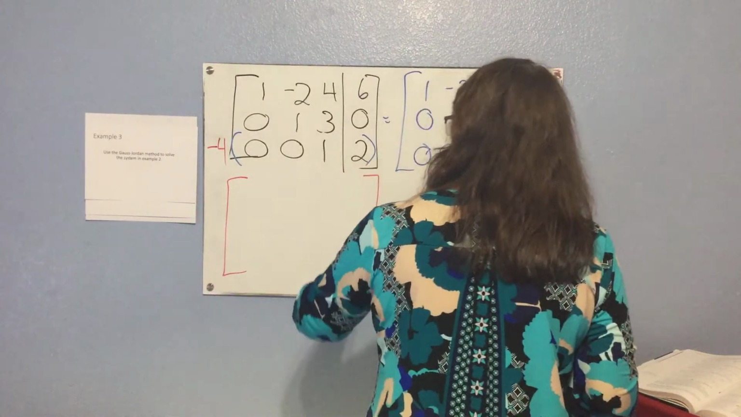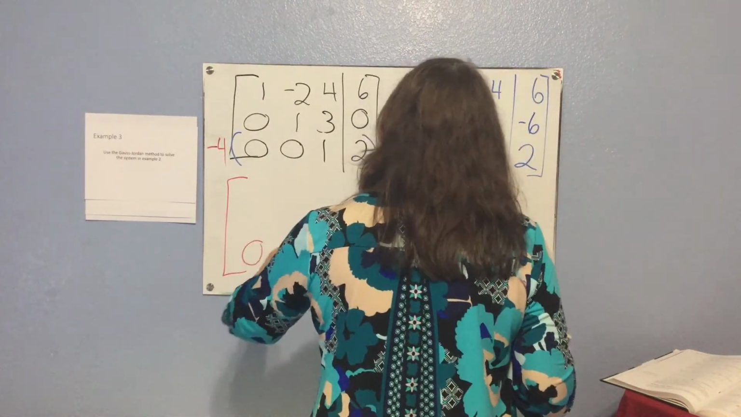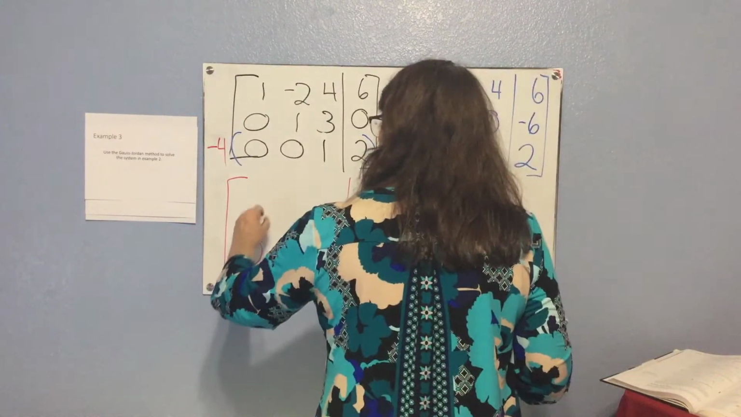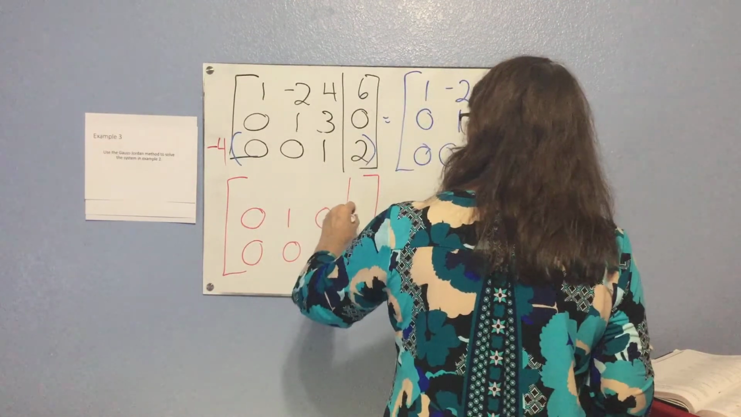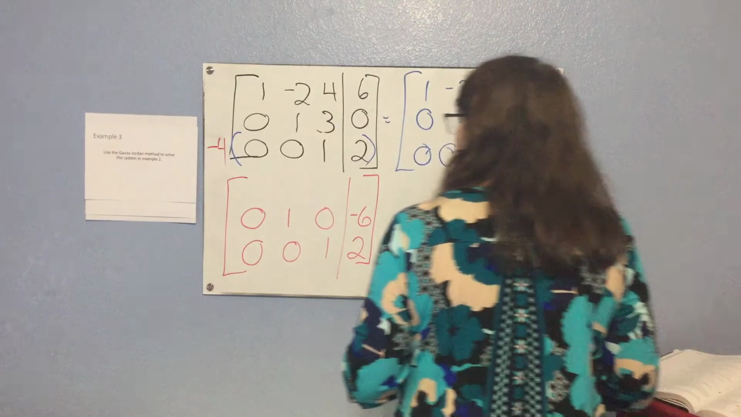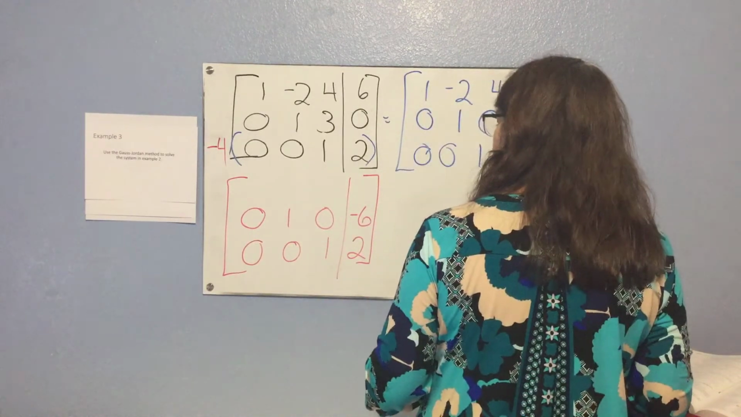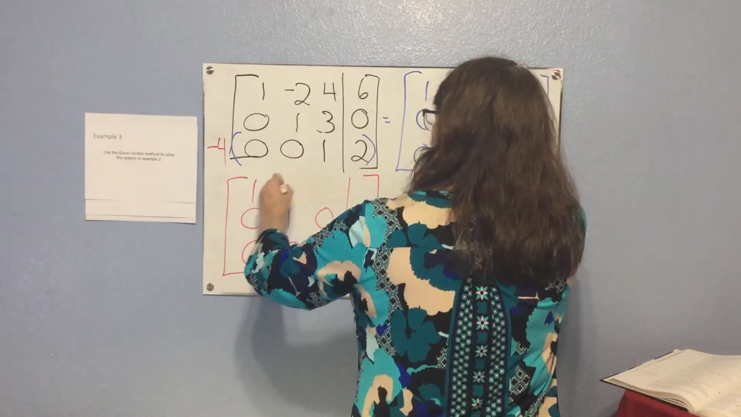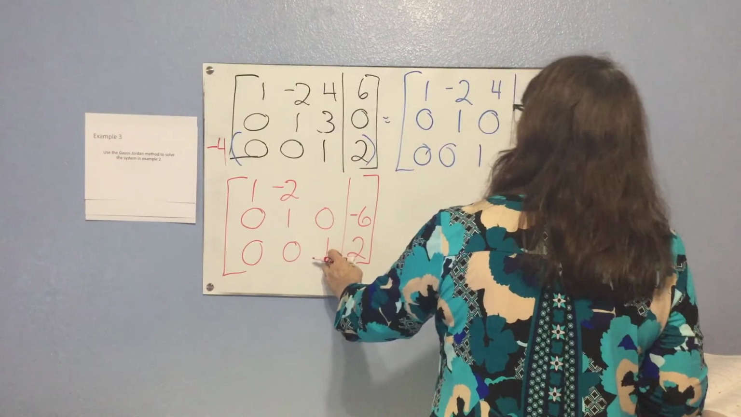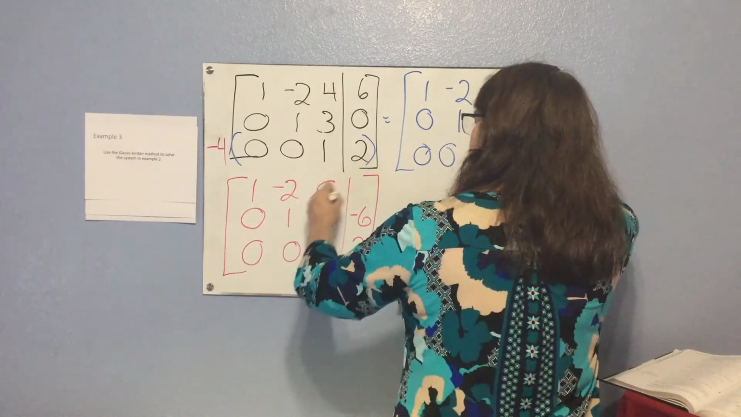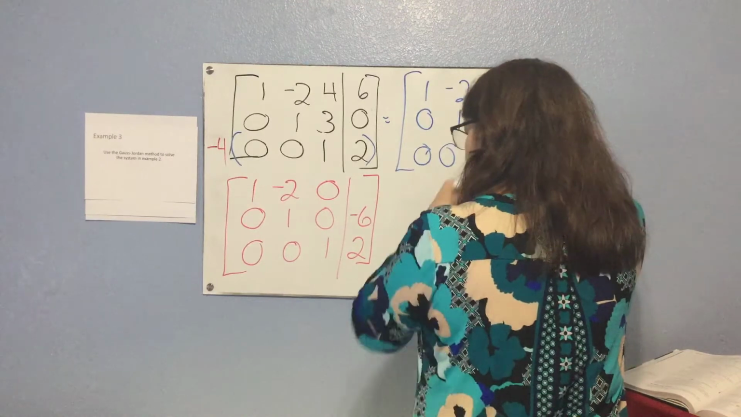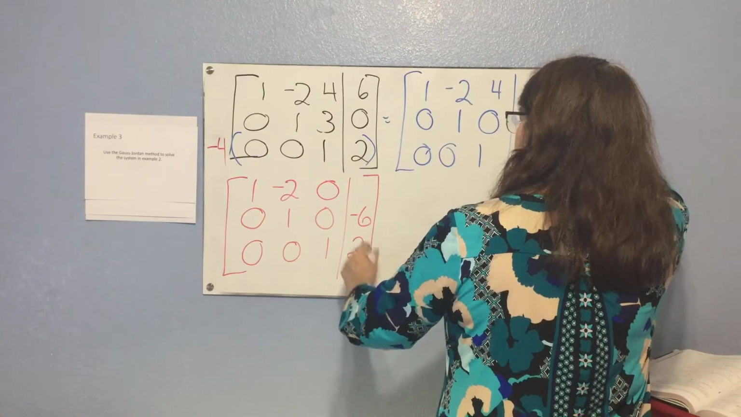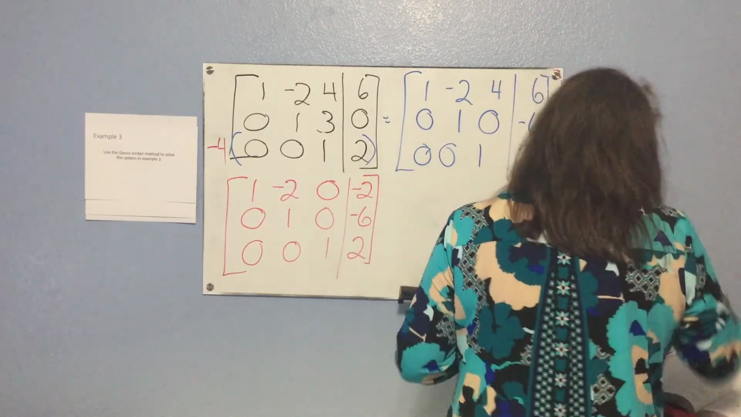So this time I'm going to start from the bottom. 0, 0, 1, and 2. I'm happy with that. 0, 1, 0, and -6. That's good. And I'm going to multiply this by -4. Okay, the 2 zeros are not going to change anything up here. I've got 1, -2. But -4 here plus the 4 up here will give me a 0. And 2 times -4 is -8, plus the 6 gives me a -2.